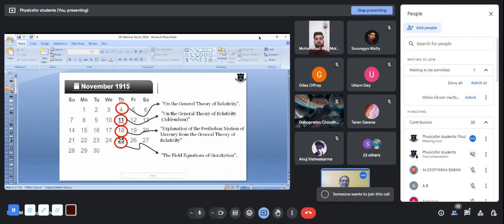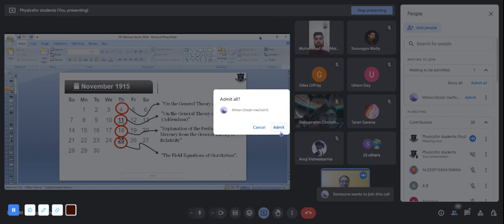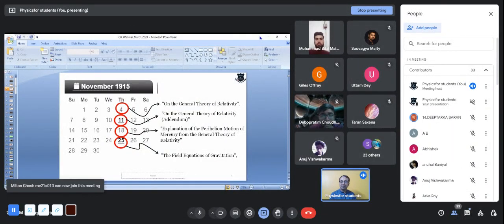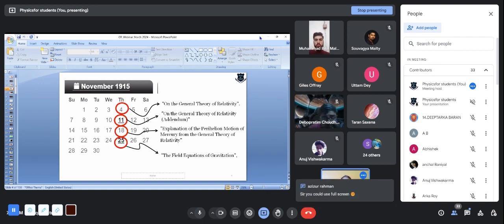Now, here you see there are certain very interesting facts. On the 4th of November, the first draft was published on the General Theory of Relativity. Then again on Thursday, and on the next Thursday again on General Theory of Relativity. Again on the next Thursday, the 18th, an explanation of the perihelion precession of Mercury, which is the prediction, and then on the 25th the final paper, the field equation of gravitation.